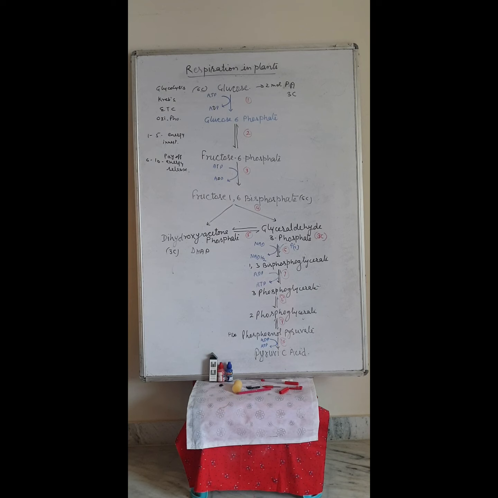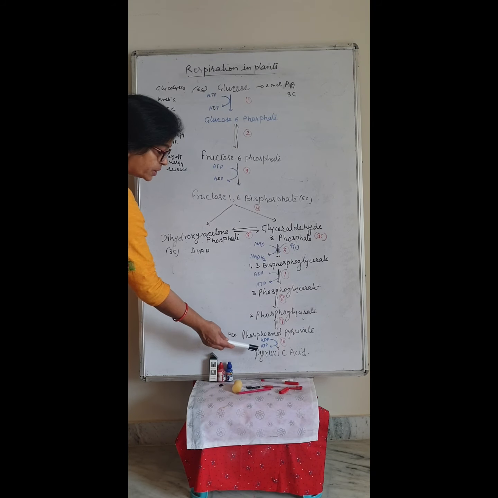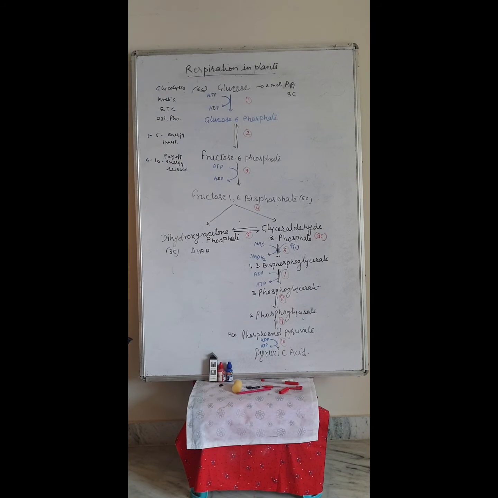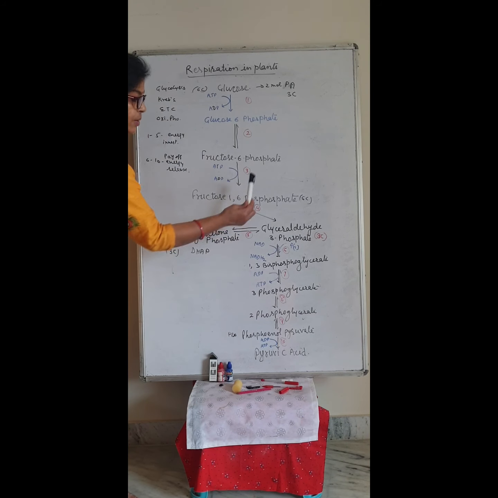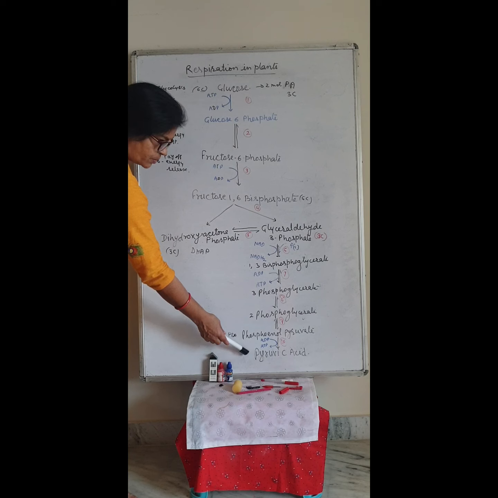And again the phosphate is released. That phosphate is picked up by ADP, and the ADP is converted into ATP. And the PEP, phosphoenolpyruvate, is finally converted into pyruvic acid. It means one pyruvic acid is formed, another compound is there and it is converted, and other reactions go on, and finally one more pyruvic acid is formed.